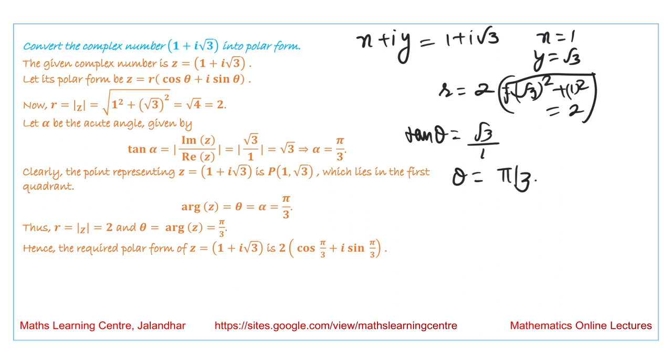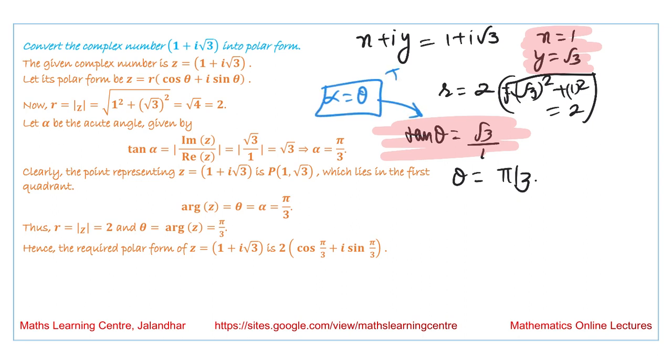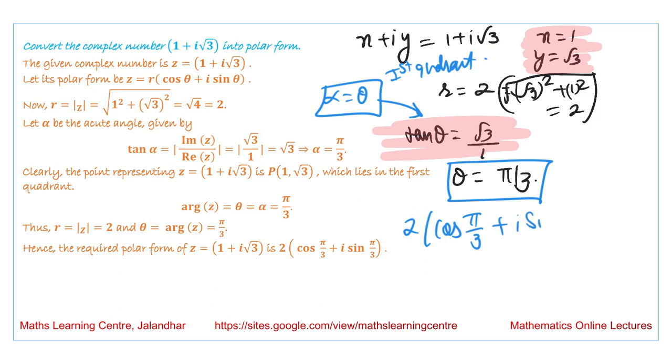Why are we directly calculating tan theta here? Because both these values are positive, and in this case alpha is equal to theta, since it lies in the first quadrant. So we get the value of theta is equal to pi by 3. So the polar form we obtain is r is 2, cos pi by 3 plus iota sin pi by 3. This is the polar form of the number 1 plus iota root 3.